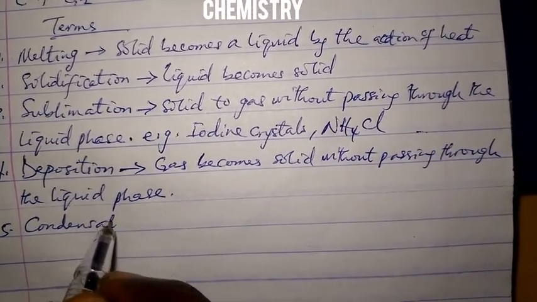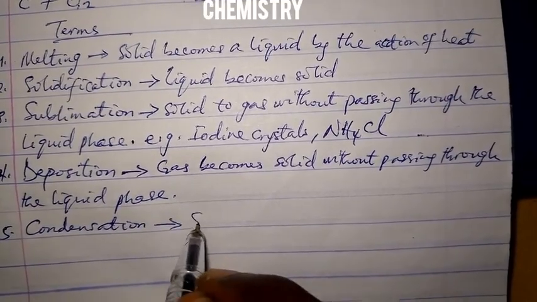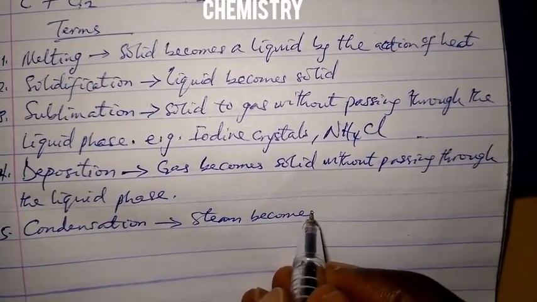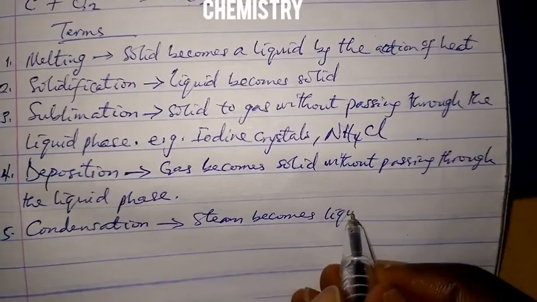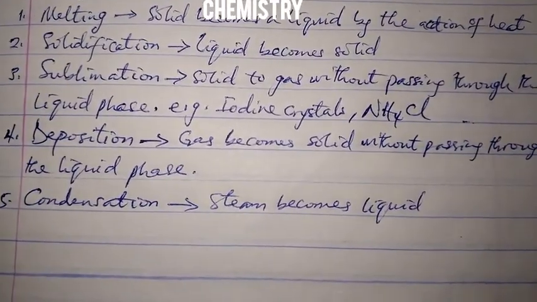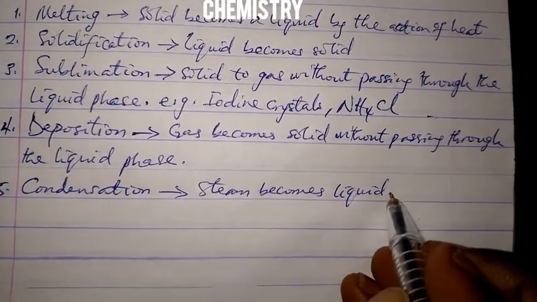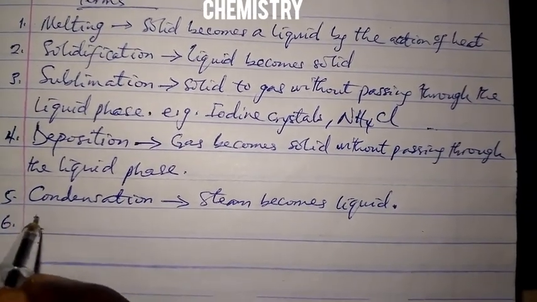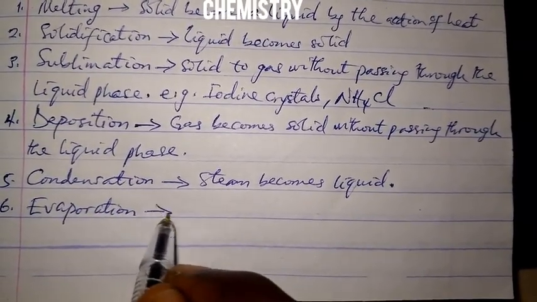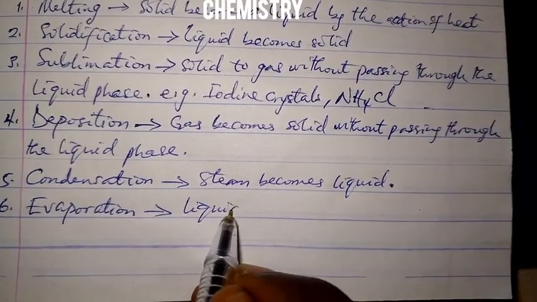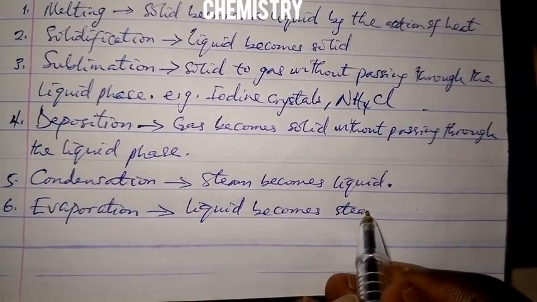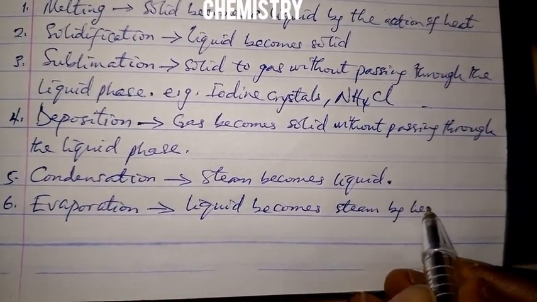Condensation, this one, of course, we know it mainly deals with water. When steam or gaseous water becomes liquid, all right, that is condensation. When steam or gaseous water becomes liquid, you call that process condensation, okay? Then you have evaporation. Evaporation, when liquid water becomes gaseous or steam by the action of heat, right? By the action of heat.